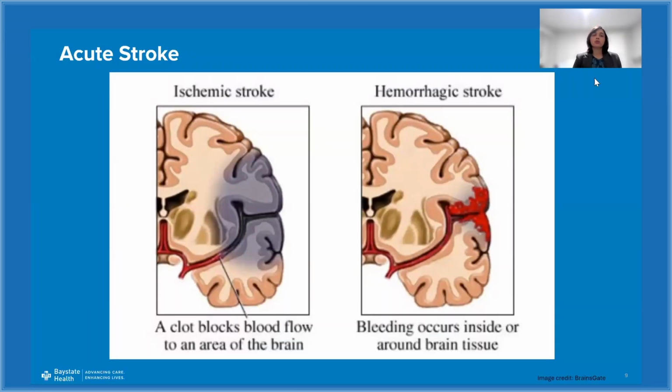An ischemic stroke is when a blood vessel is blocked because of a clot that is sitting within the blood vessel. A hemorrhagic stroke is where bleeding occurs inside or around the brain, and this can occur due to bleeding or rupture of a blood vessel. Again, the focus of our webinar today is going to be ischemic strokes.